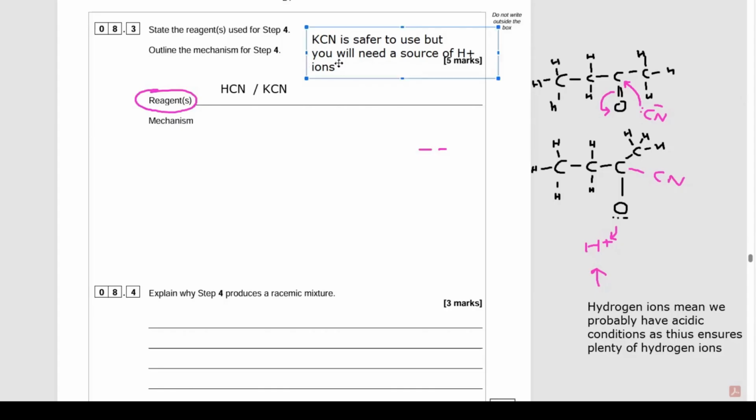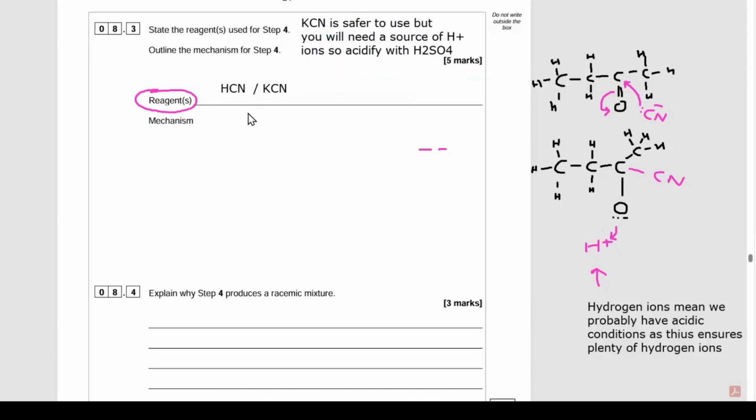And what I'm trying to point out there is an exam technique. Whenever you have hydrogen ions knocking about, you need a source of hydrogen ions. And sometimes in organic chemistry, that can be that one of the reagents we're using is an acid. So just watch out for that. That's a little bit of exam technique that you can apply to lots of situations. Okay, so we're going to get 4 marks.